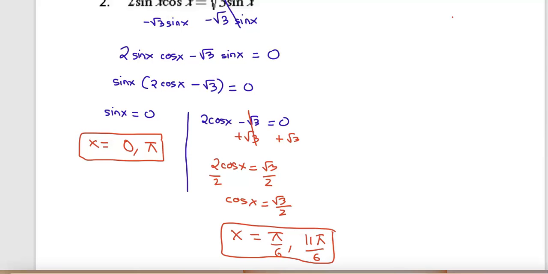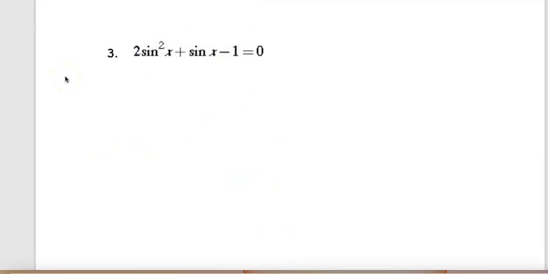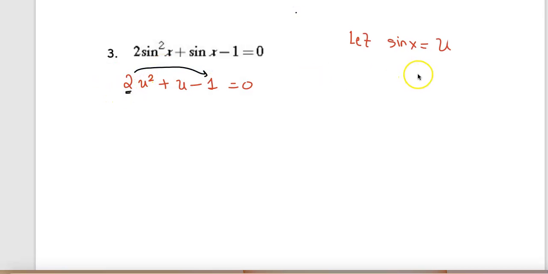So our next question is 2 sine square x plus sine x minus 1 is equal to 0. What I will do over here is use the u method. I will just assume let sine x is equal to u. If I do this, it will be 2u square plus u minus 1 is equal to 0. What you should do first, as you see the coefficient of u square is 2, is take this 2 and multiply with negative 1, and your answer will be negative 2.